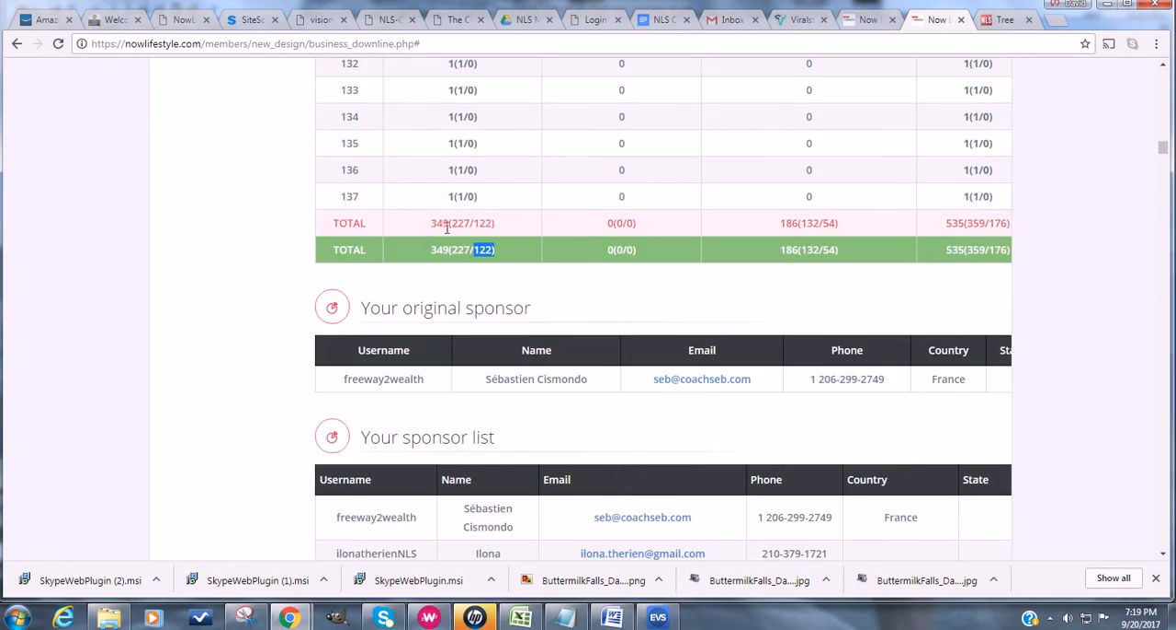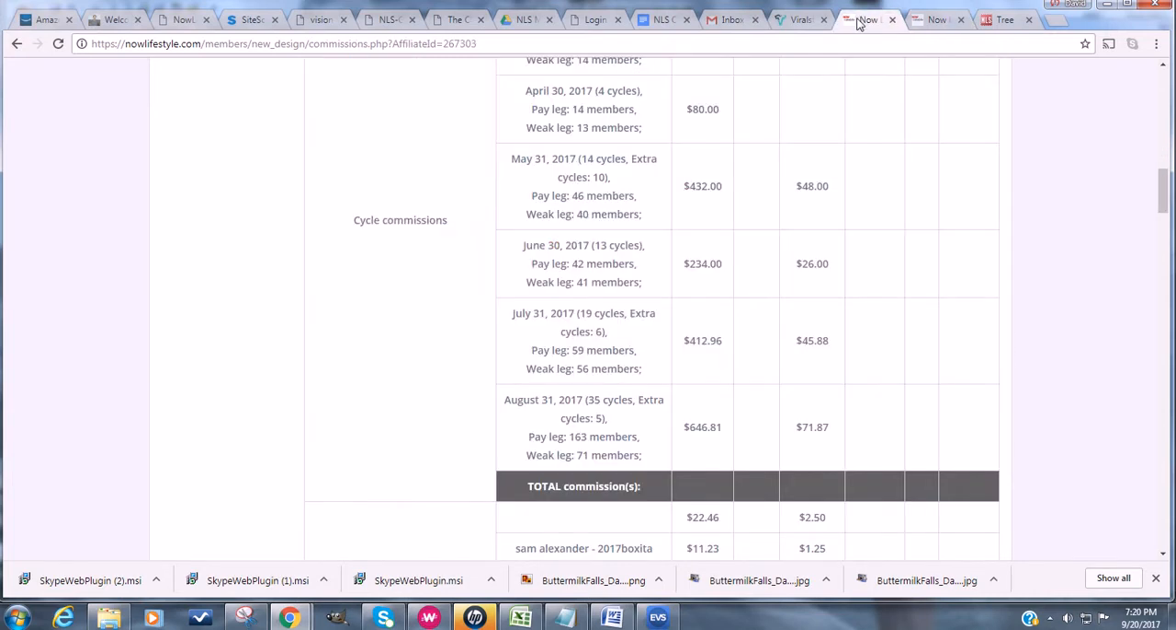So I have 349 members that have paid in one way or another, 227 on my left, 122 on my right. And so when you think about that, we're supposed to go with a 4-to-2 ratio. Or if you really think about it, it's like a 1-to-2 ratio. Or 2/3, 1/3. So if we were to cut this in half, really that would be 61 cycles. And so when you think about 61 cycles, 61 times up to about $20, I could be making $1,200 this month.